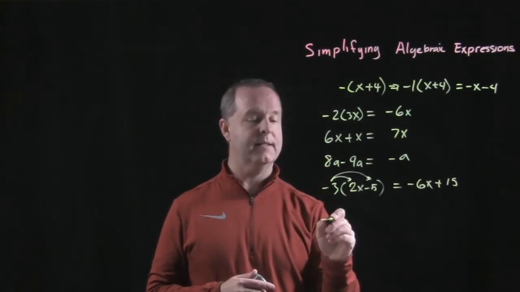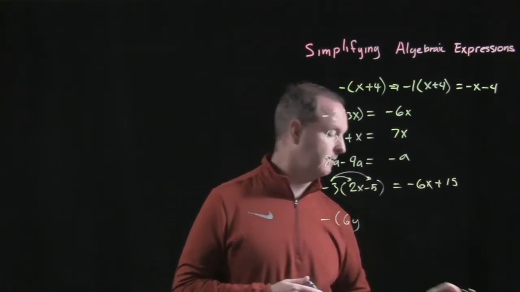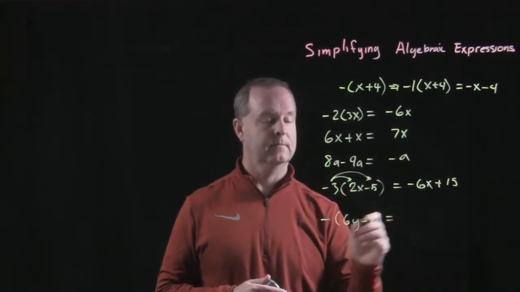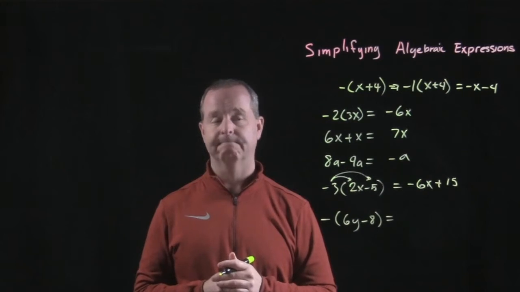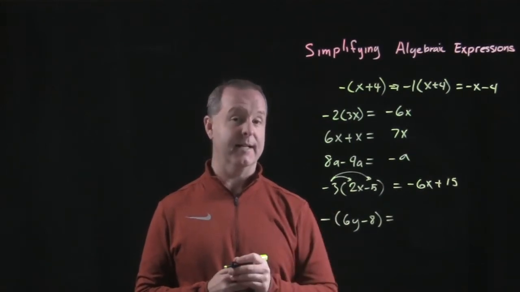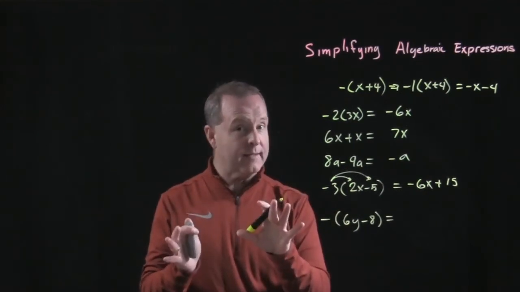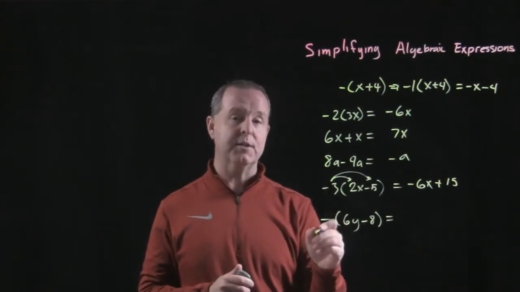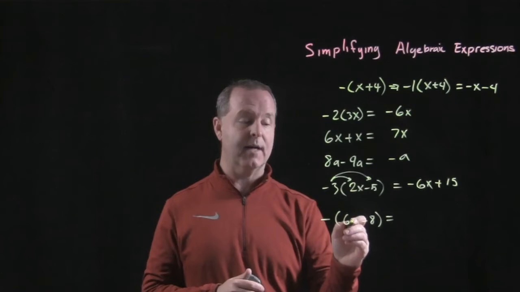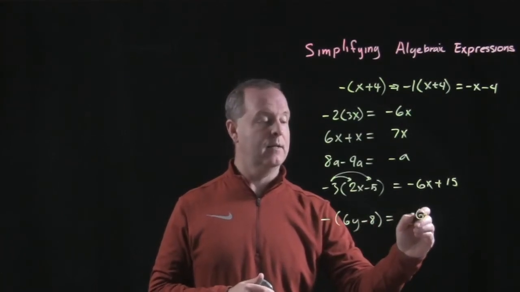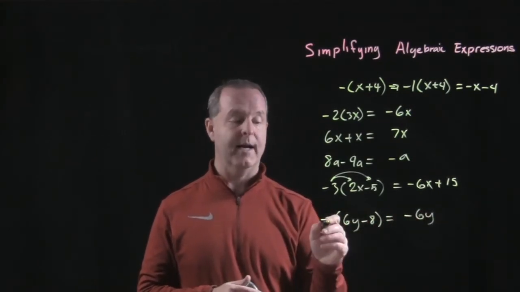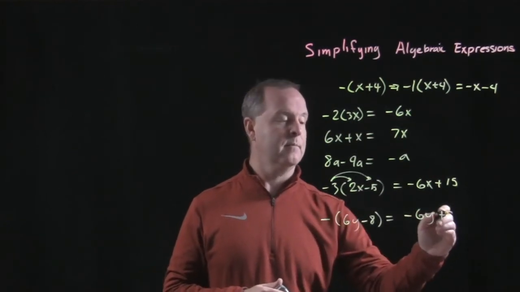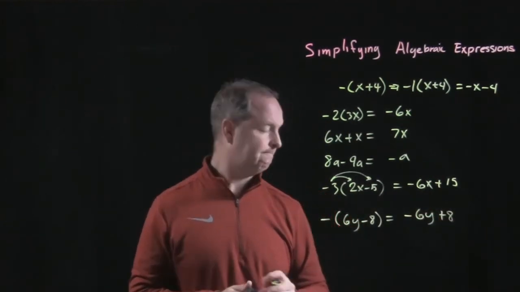And then let's see if we can remember what to do with this one again. What do we do with that? The negative's outside by itself, but it's really a negative 1. It's not really just a negative by itself. It's a negative 1. So let's distribute that across. So a negative times a positive 6y produces a negative 6y. A negative times a negative 8 produces a positive 8.